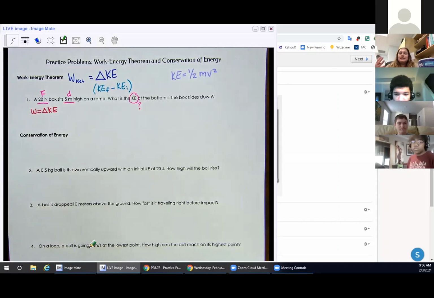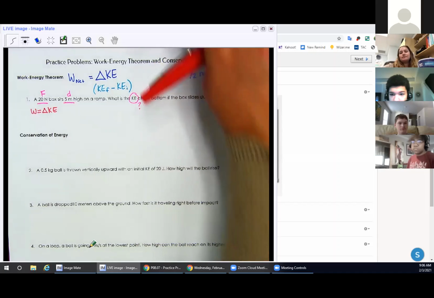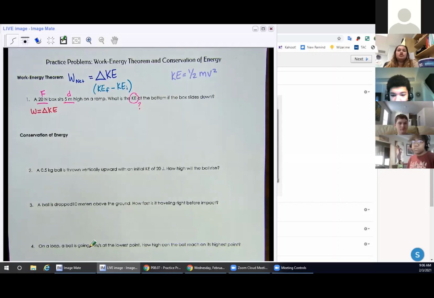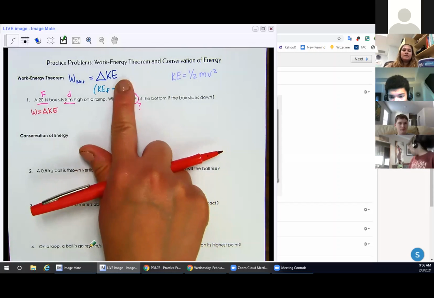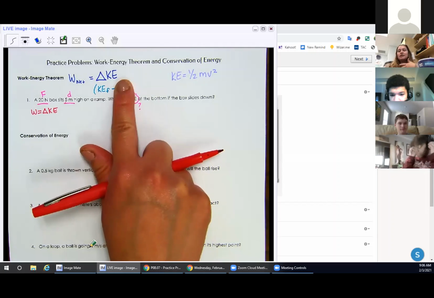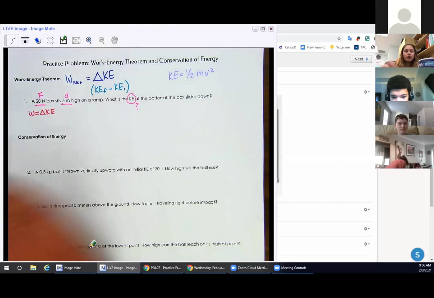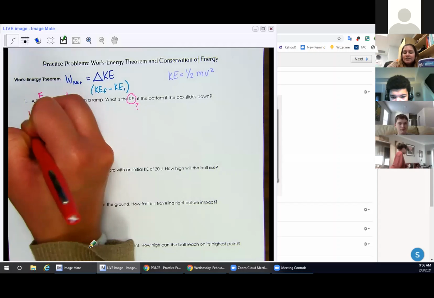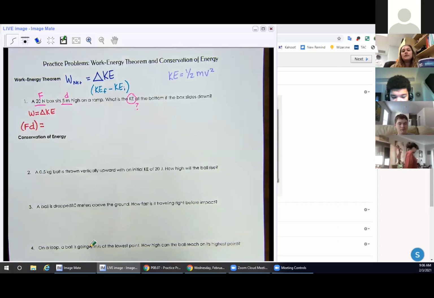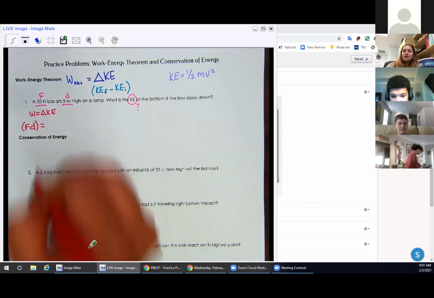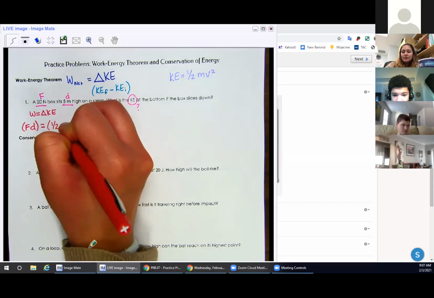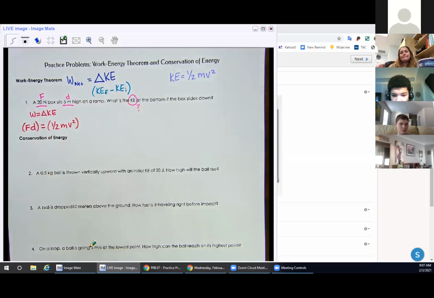So we're going to use our work equals a change in kinetic energy formula. Just think about the scenario. A box sits on a ramp. If it's sitting, does it have kinetic energy? No. So there's no initial kinetic energy. And that's what I'm saying. This formula is pretty easy because most of the time there's no initial kinetic energy. So we're just going to use the formula for work being force times distance equals the formula for kinetic energy, which is 1/2 mv squared. And that's all we have to do to solve this problem.